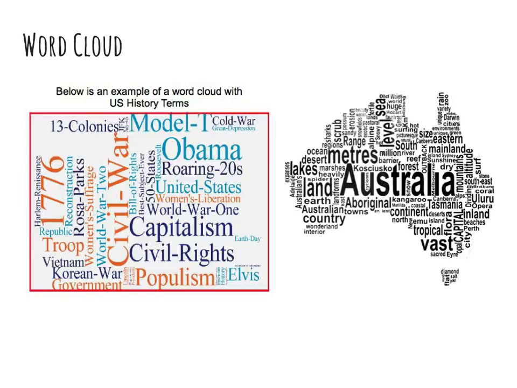Next, you will use the words that you came up with to make a word cloud. Here are some examples of what a word cloud is. Here it says below is an example of a word cloud with U.S. history terms. So there are all these words that describe U.S. history over time. All these things had something to do with U.S. history. What they did is they chose some different colors to put the words in. They mixed up the words and put them in different directions and made this word cloud.